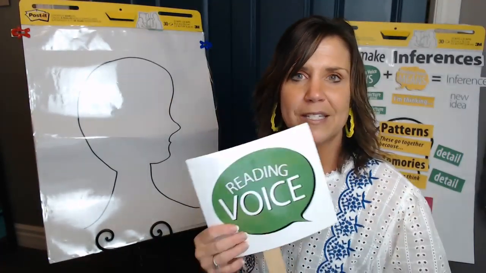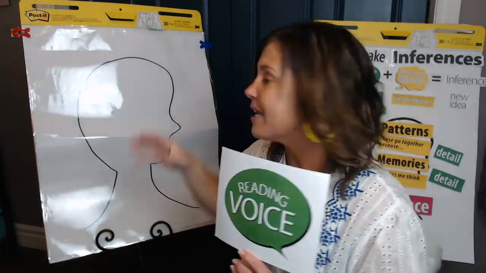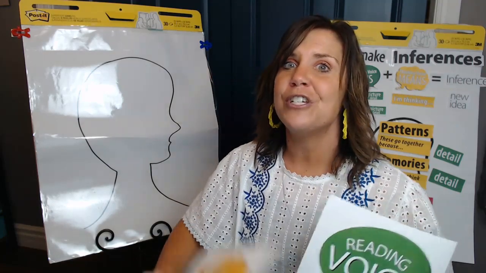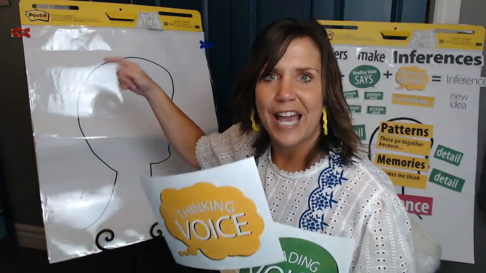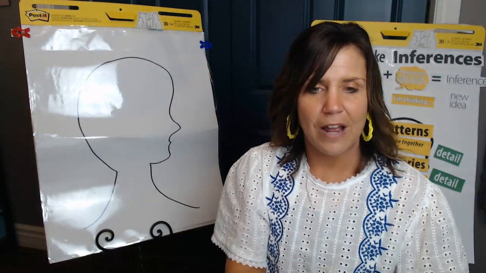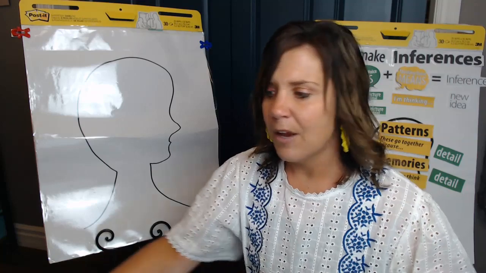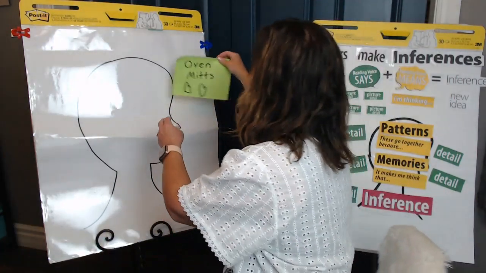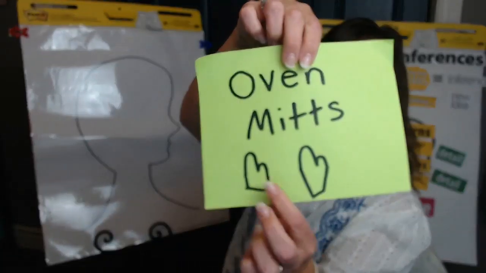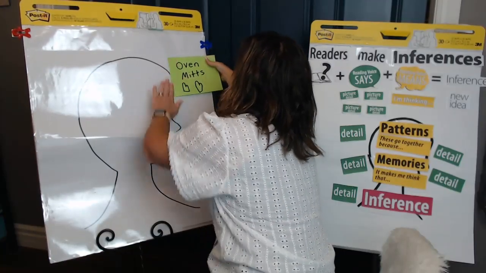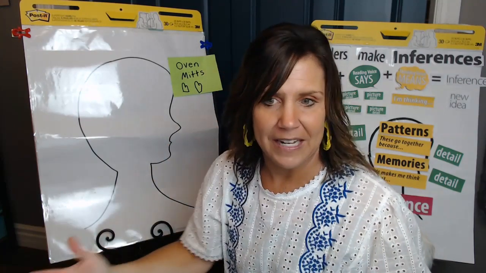So the reading voice details will be on green sticky notes, and they'll go on the outside because it's what we see. But then those yellow sticky notes, our thinking voice, that's going to go on the inside because it's what we're thinking up in our head. Okay? So let's try this. So oven mitts was the first. If I put that up here, and I drew a picture of oven mitts, that's one of the details that goes on the outside because I read that detail.